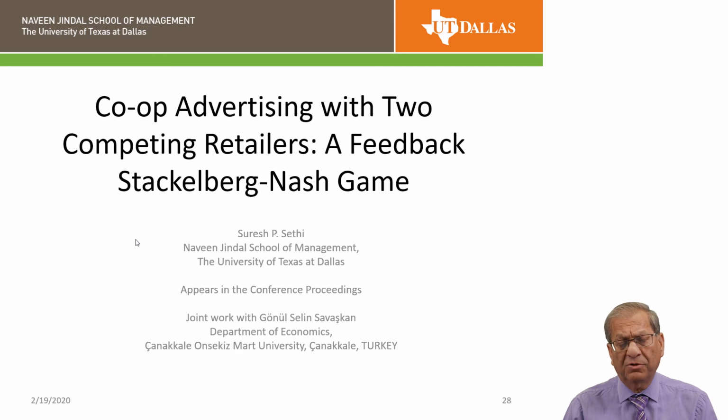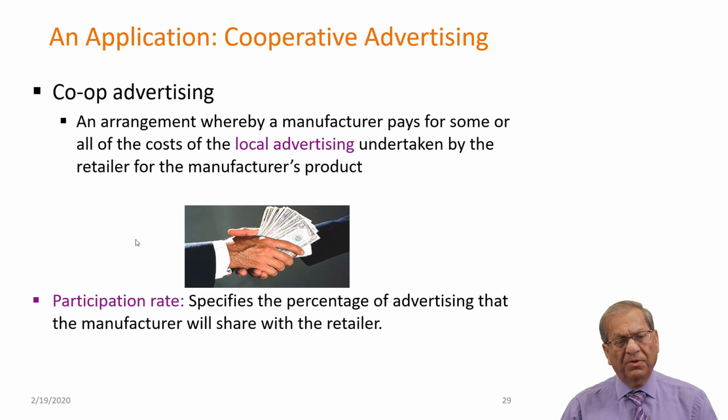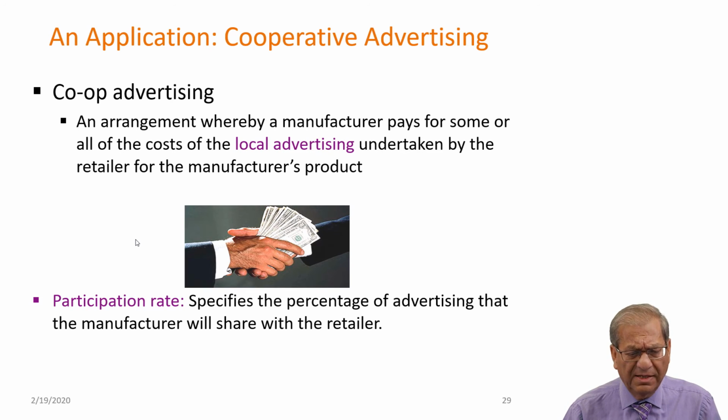We will not devote too much time to this one, because we will have another paper to discuss which has another feature that we would like to bring into this keynote. So cooperative advertising is an arrangement whereby a manufacturer pays for some or all of the cost of local advertising undertaken by the retailers for the manufacturer's product. And the participation rate specifies the percentage of advertising that the manufacturer will share with the retailer.